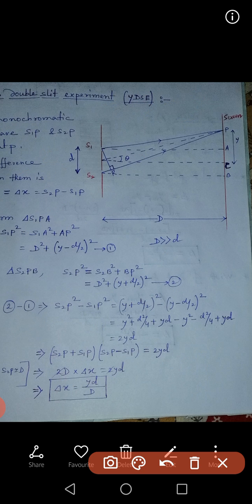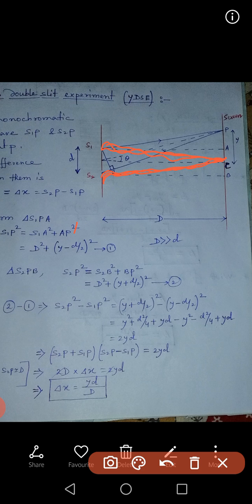Since the waves S1C and S2C have no phase difference or path difference because they are traveling equal distance, if the crest of this wave falls at C, the crest of the other wave will also fall at C. So crest plus crest will give us a positive, non-zero value. If the trough of this wave falls on C, the trough of the other wave will also fall on C, so the value will be -5 -5, that is -10 but not 0. So point C will in any case be a bright point.